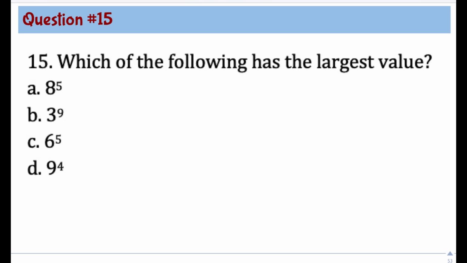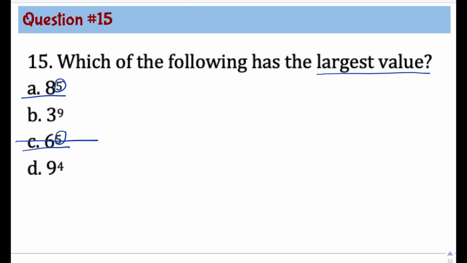Question number 15. Which of the following has the largest value? In this question, we can use the process of elimination by comparing the bases and the exponents as well. So first, let's take a look at options A and C. Do you notice anything? Both choices have the same exponents of 5, but choice A has a bigger base of 8 compared to 6. That's why C now is eliminated.